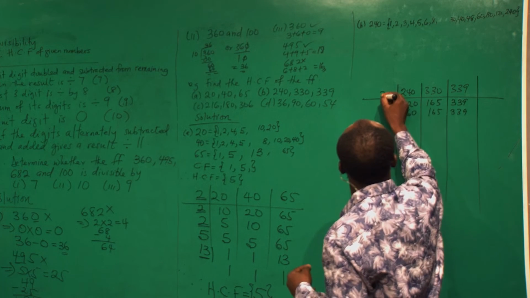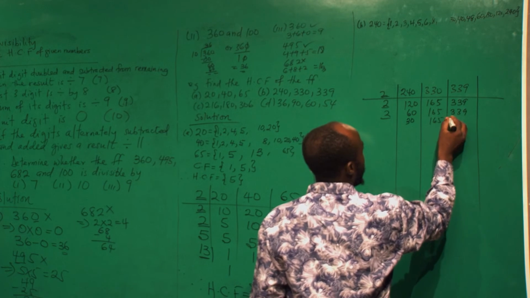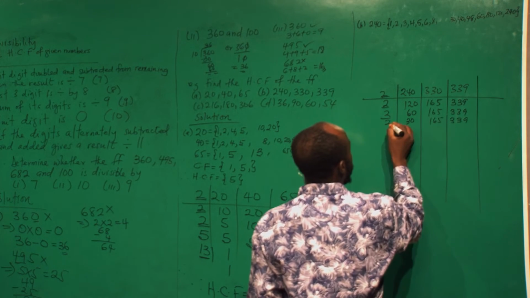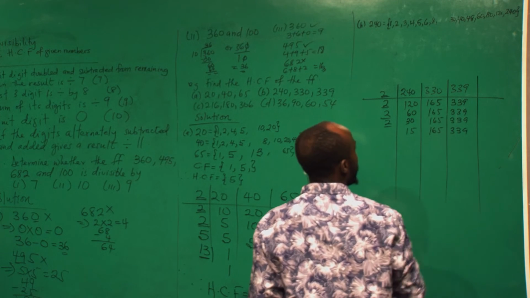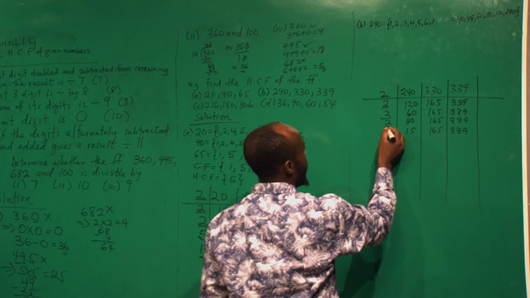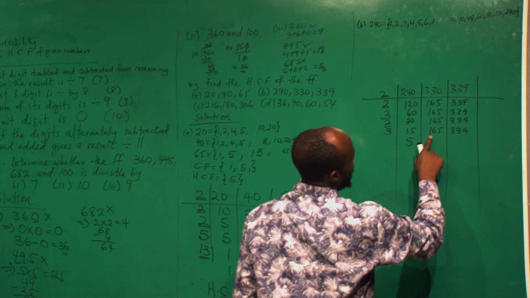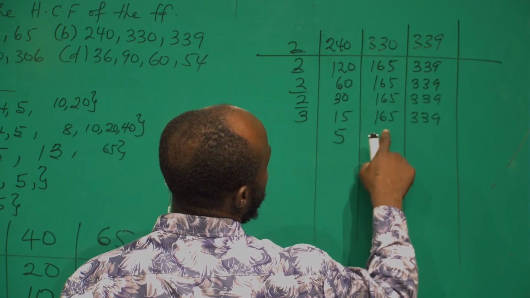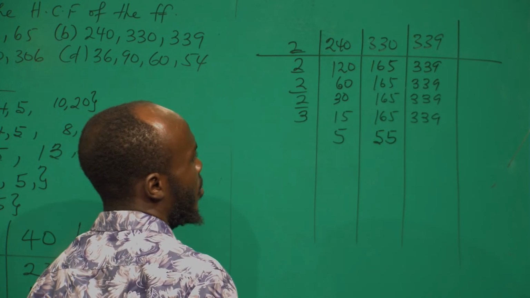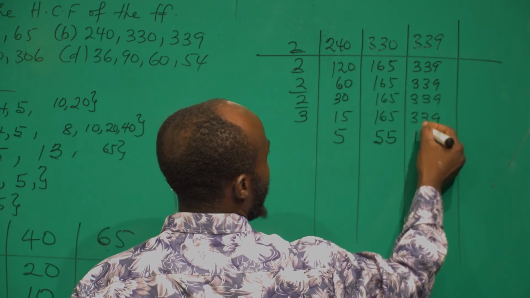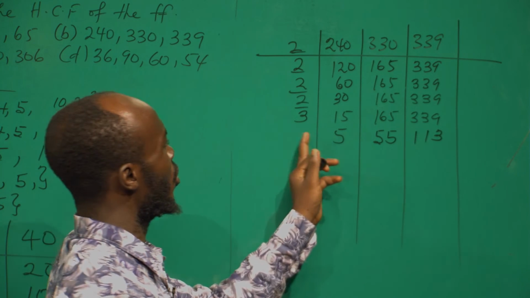Since 2 didn't go into all, you need to underline. 30, I repeat. 15, I repeat. Then 3. 3 times 5 is 15. Can 3 go into this? 3 goes into this 1, goes into this 1, goes into this 3. Okay, so since 3 went into all, I will not underline it.